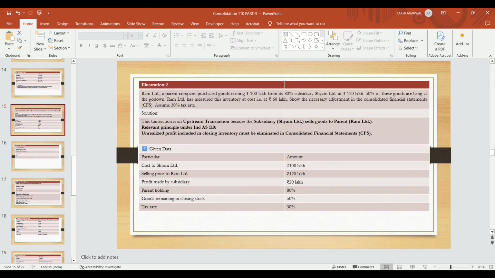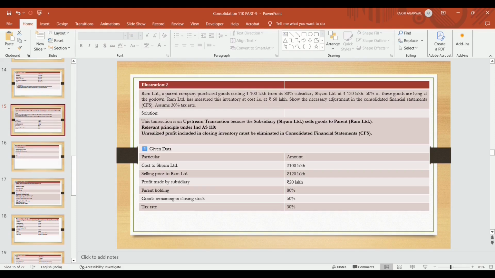The solution: in these transactions, Ram Limited is a parent company which purchased goods from its subsidiary Sham Limited, where Ram Limited holds an 80% stake in Sham Limited and purchased goods from Sham Limited at rupees 120 lakhs, whose cost is 100 lakhs, where 50% of the goods are lying in the godown. Ram Limited has measured the inventory at cost, that is 60 lakhs.